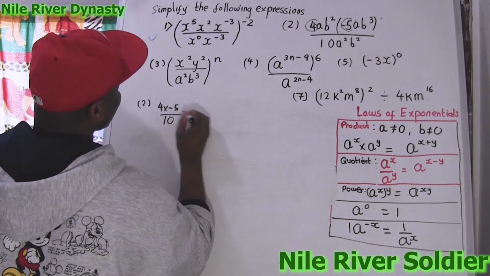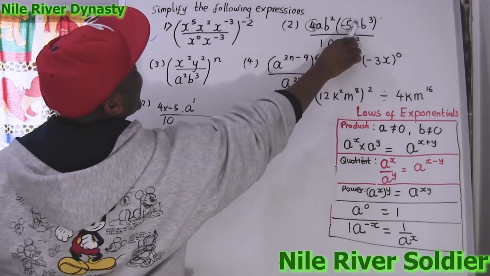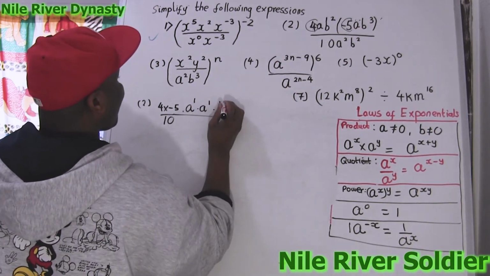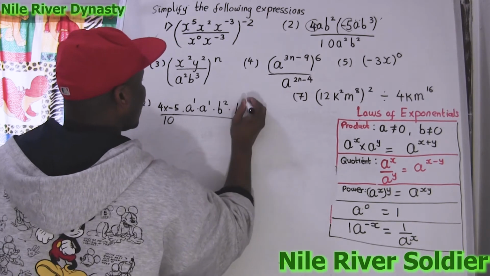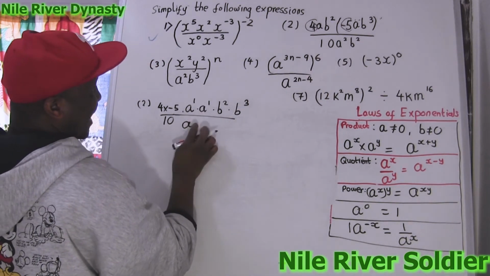On top we have A. No power means power 1. Another A is also power 1. Now let's go for B. B squared. Another B, B cubed. Now let's go to the denominator. In the denominator we have A. I like to put under A, under A.